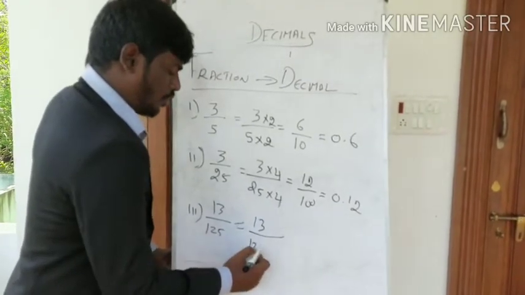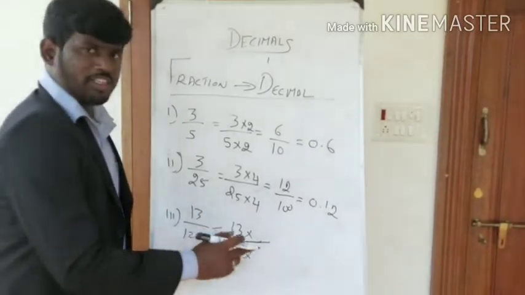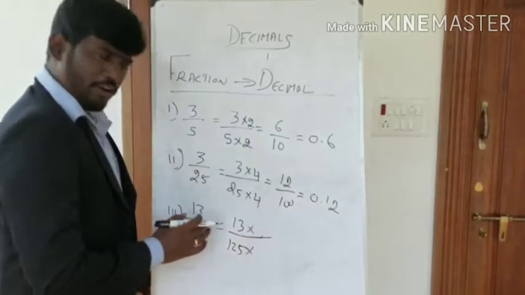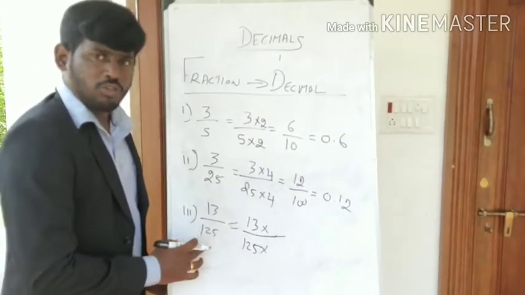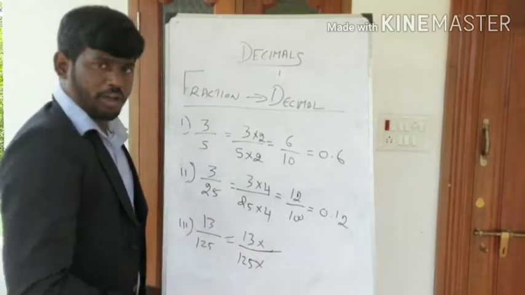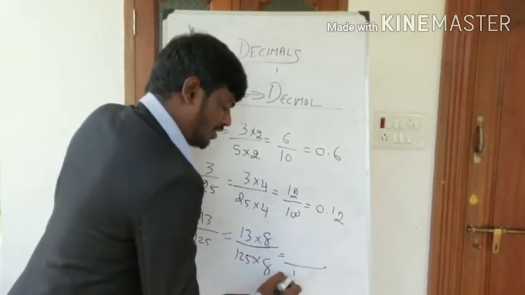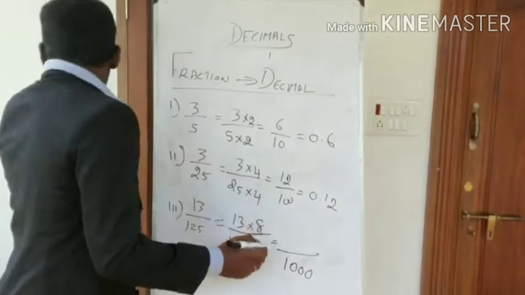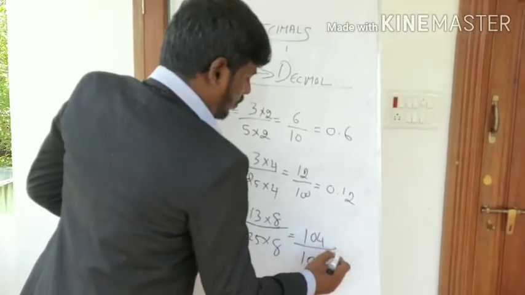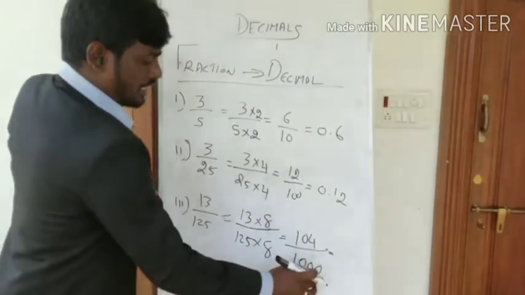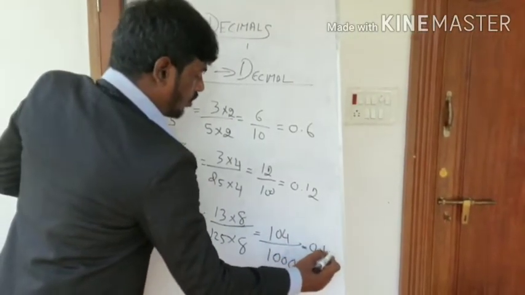13 by 125. Just think, multiplying by which number will give me 1000? 10 won't work, 100 won't work, because 125 is bigger than 10 and 100. So I have to bring 1000 or 10,000. Multiplying by which number will work? Yes, you are correct. When you multiply 125 with 8, you will get 1000. And 13 into 8 will get 104. So how can I write? There are 3 decimal places. So I can write 0.104.